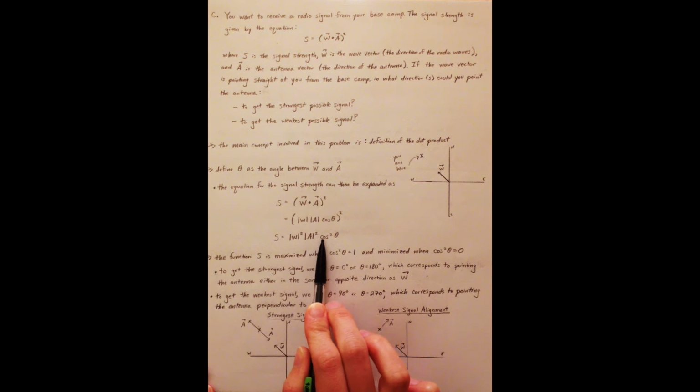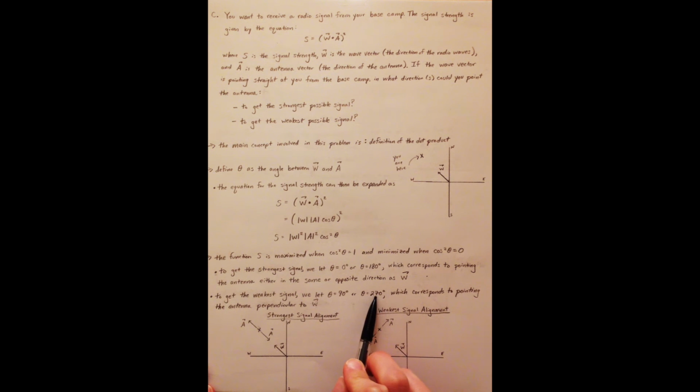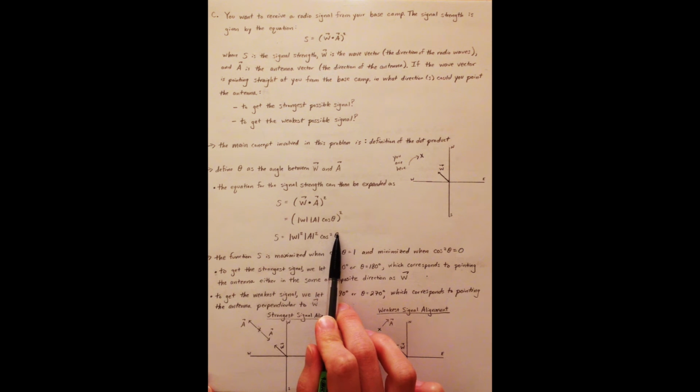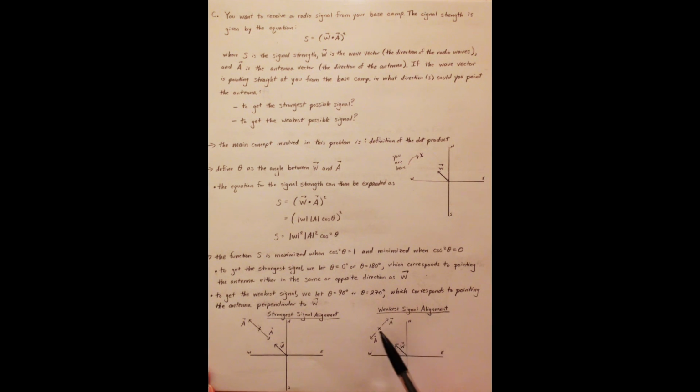To get the weakest signal possible, we let theta either equal 90 degrees or 270 degrees. When theta is equal to 90 degrees, cosine is equal to 0, so cosine squared is also equal to 0. The same is true when theta is equal to 270 degrees. In this case, cosine is equal to 0, cosine squared is also equal to 0, and this whole function is again equal to 0. These angles correspond to when the antenna vector is perpendicular to the W vector, either in this direction or this direction.